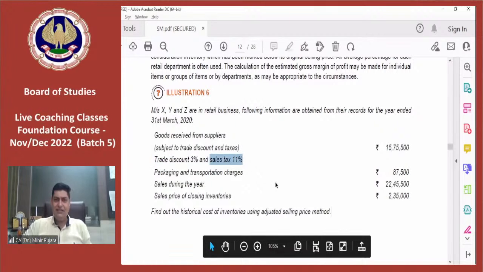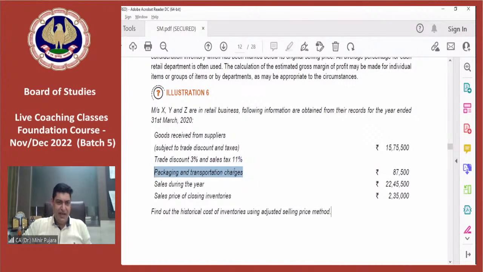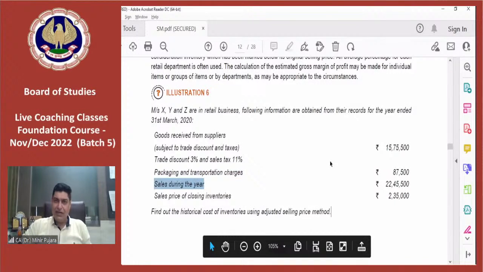Sales tax, madam GST, I have to add in my purchase cost. This is my packing and transportation charges. I have to debit in trading account. Sales, I have to credit in trading account. And selling price of closing stock, I should credit in trading account. Okay, so guys, first let's prepare a simple trading account.